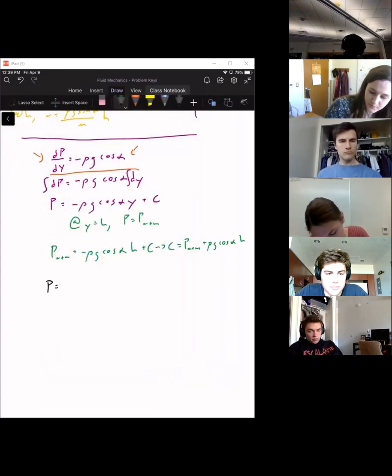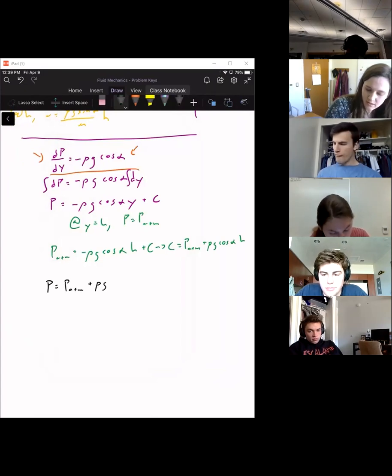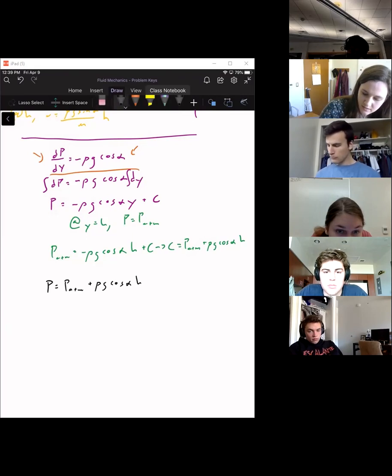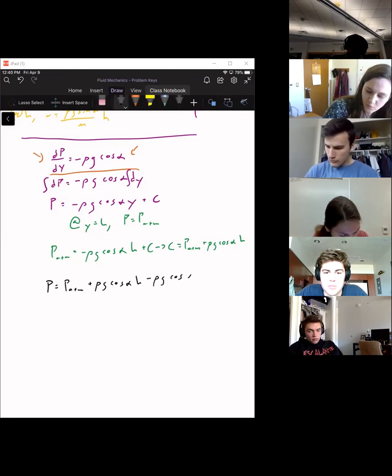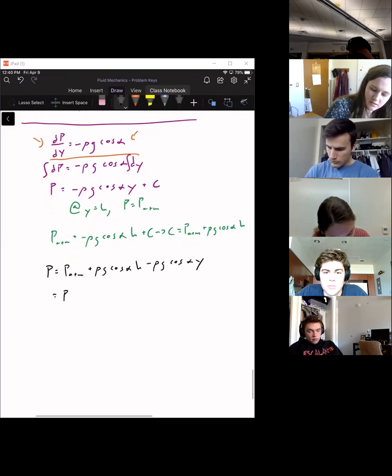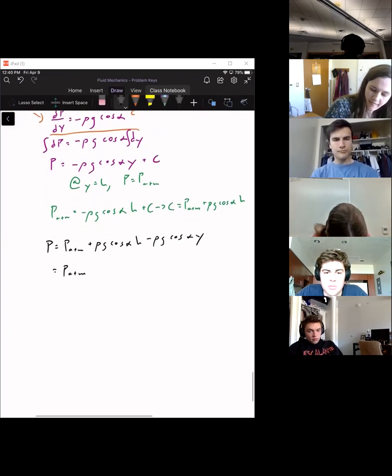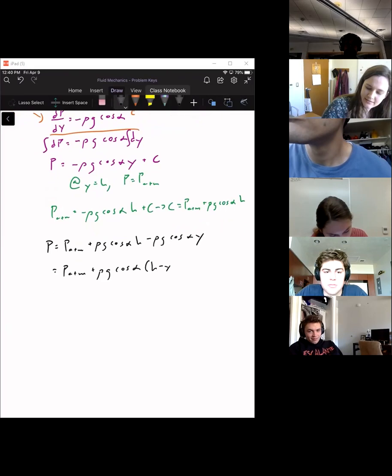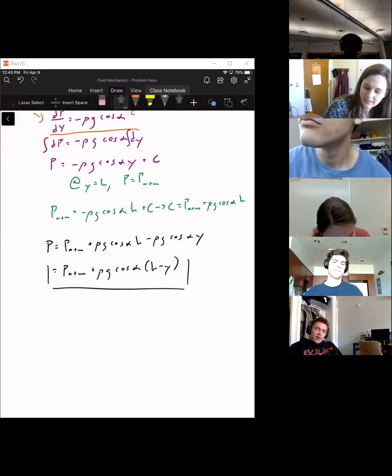P is equal to P atmosphere plus rho g cosine alpha h, minus rho g cosine alpha y. And this should be giving you memories of way back at the beginning when we just solved pressure problems and it was exactly like this.